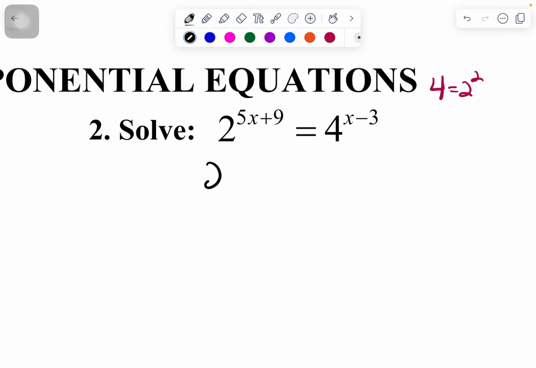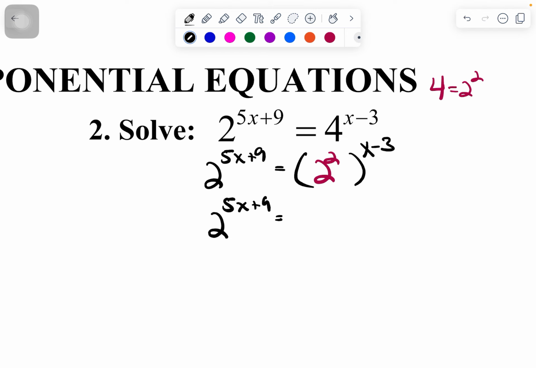But I'm going to leave everything else alone. So this is going to be 2 to the 5x plus 9 equals. So instead of having that 4, I'm going to replace it with 2 squared. But this exponent, right, we can't lose that part either. So x minus 3. So now I've got the bases the same on both sides. So 2 to the 5x plus 9 equals.